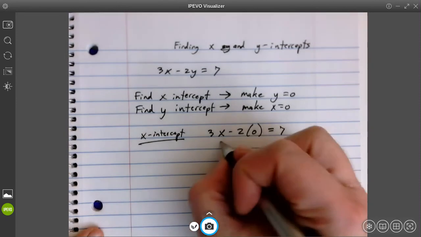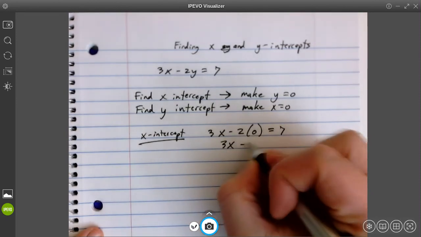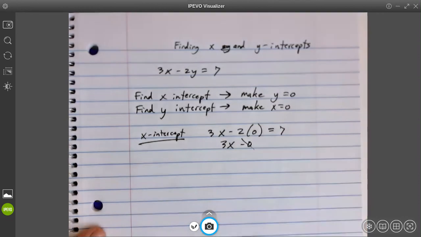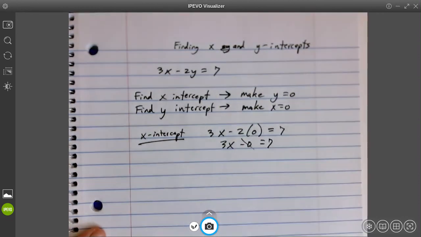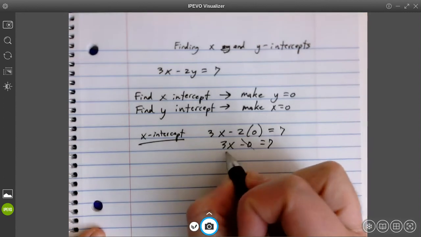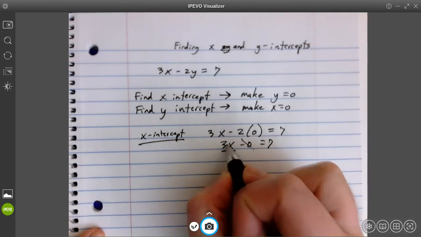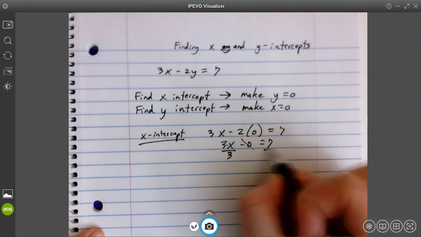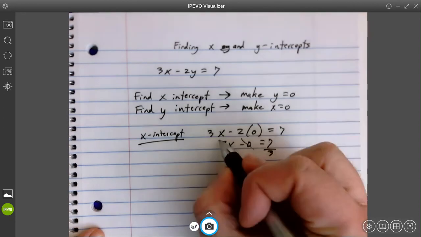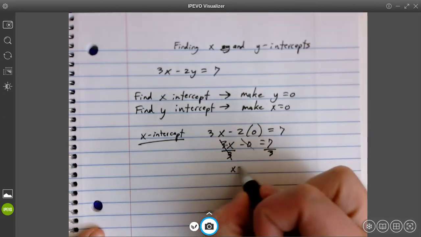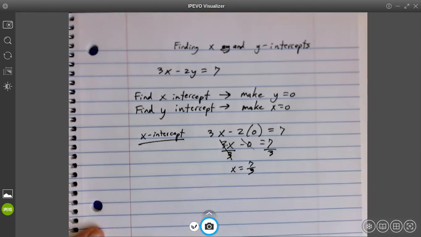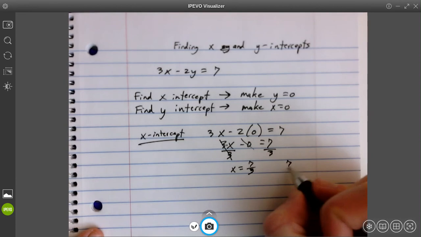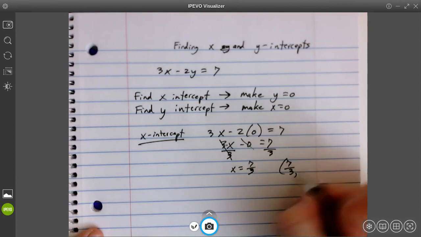2 times 0 is 0. So when you're subtracting 0, it doesn't change it. And then to get rid of the 3, this means multiplication, so you divide. What you do to one side, you do to the other. So the answer for this one would be 7 over 3 and 0.